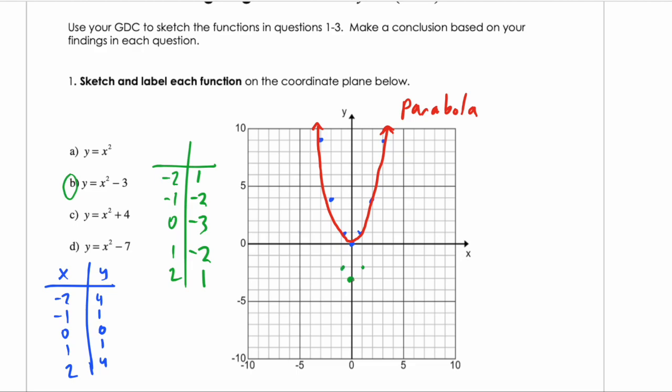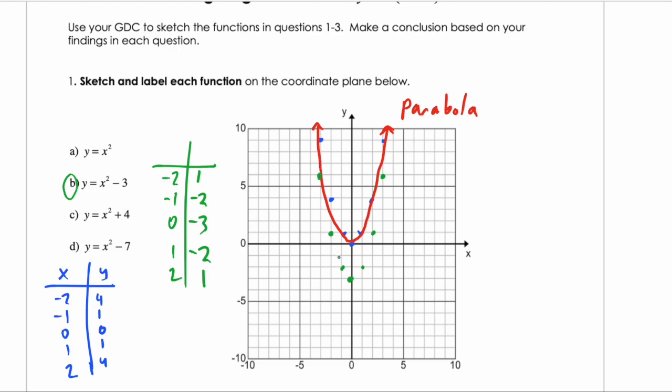And you get the same kind of thing. You go over 1 up 1 here, and 1 over, and you go up 4. It's the same kind of thing. You can also look at the graph, and you can subtract 3 from the y values that you see on the previous graph. 1, 2, 3.